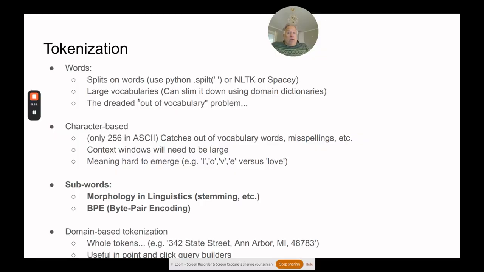All right, you can do it character based. You can just say, okay, these are the characters, ASCII. But the problem with that is the meanings have a harder time emerging. I mean, we have LOVE versus love. If they have that as a separate token, then we have a better chance to do inferences off of that. Maybe we could talk about morphology or something from linguistics.